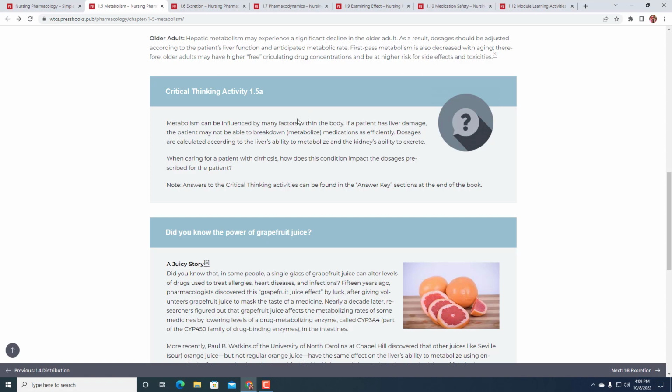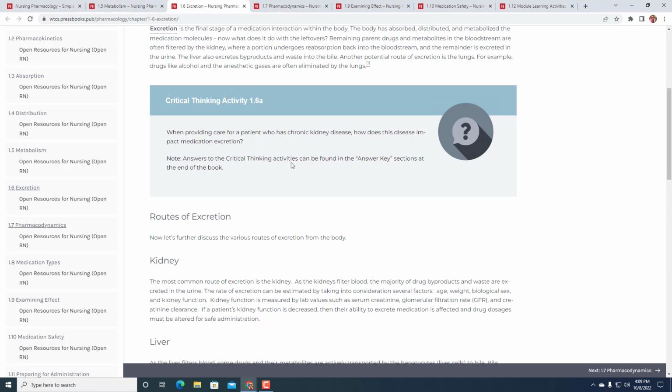Okay. So now we're in excretion. If we're thinking about pharmacokinetics, we have absorption, distribution, metabolism, and excretion. The liver is the organ that is most associated with the breakdown or transformation of medications, metabolism. But when it comes to excretion, we're talking about how good the kidney function is. So when providing care for a patient who has chronic kidney disease, how does this disease impact medication excretion?